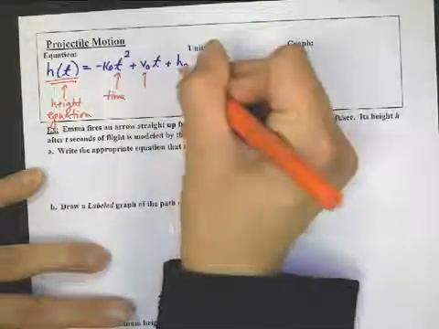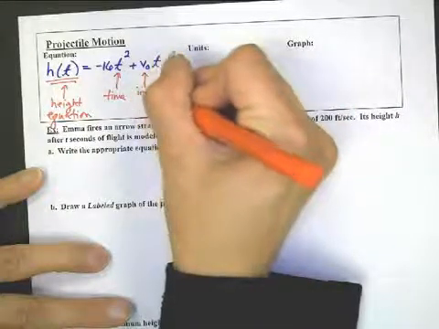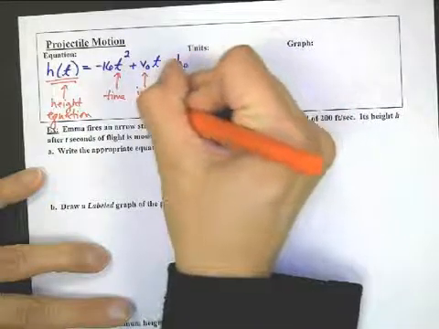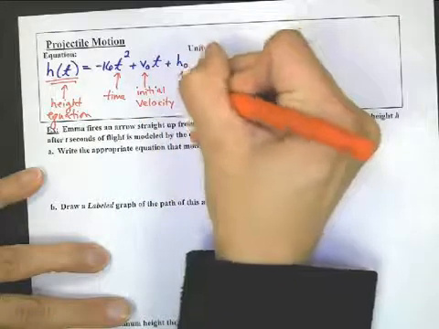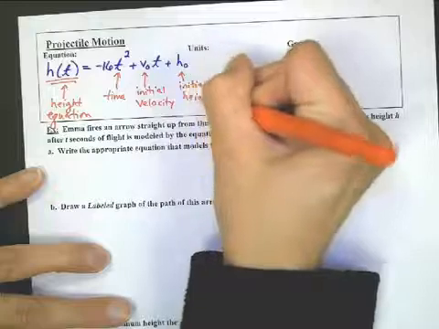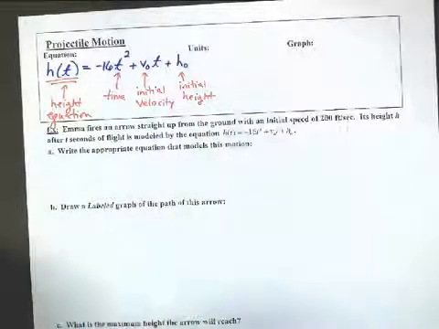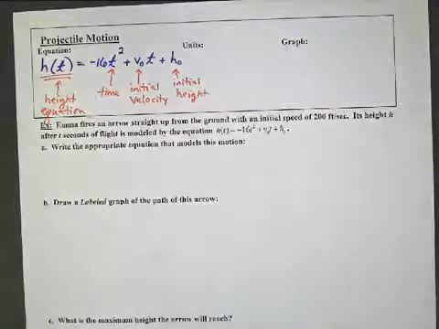V naught. Anytime you see that naught, that means initial. So this is initial velocity, and this one is initial height. Okay? So you do have to memorize and get very familiar with that equation.